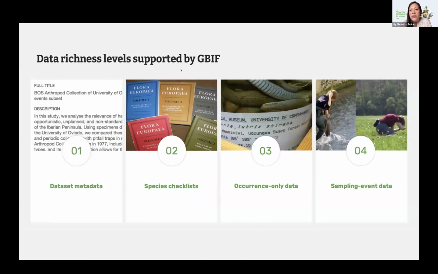So currently GBIF supports 4 types of dataset. As I've mentioned in the first day, GBIF is working on its new model, but for now, these are the 4 types of dataset that is supported. Starting from the first and the very simplest one, that is the dataset metadata. So this is basically descriptive information about your dataset. It does not contain the actual record of species.